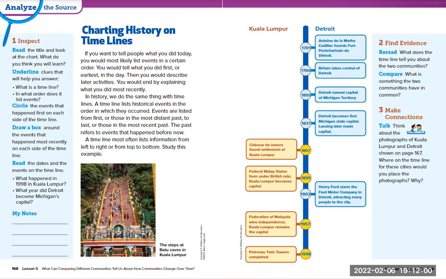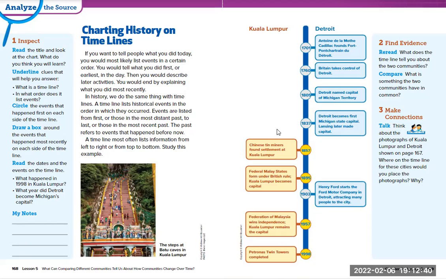So you already know, based on how the timeline is organized, which one happened first. We talked about if it happened near the top in this timeline, then it is something that happened earlier, and you can see it from the number that it has. In this case, it says 1701 right here. So that's the year, 1701. And so the first thing would be what happened in Detroit, where it talks about Antoine de la Mothe Cadillac founds Fort Pontchartrain du Detroit. So this could be talking about the city of Detroit.